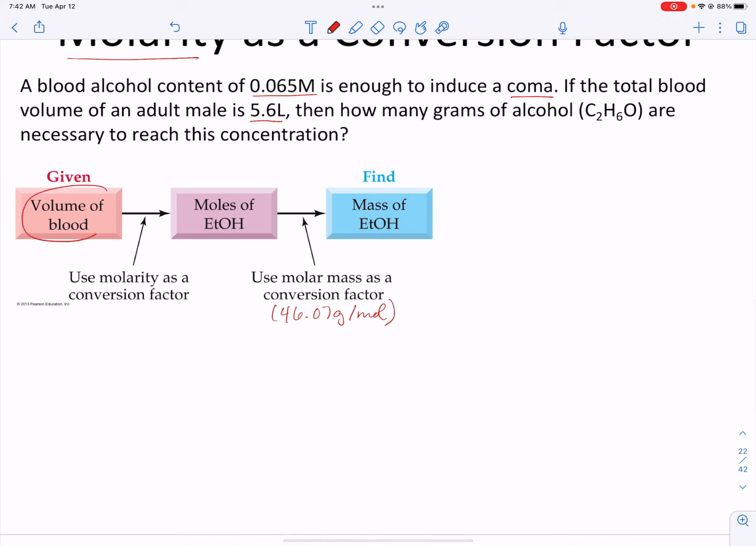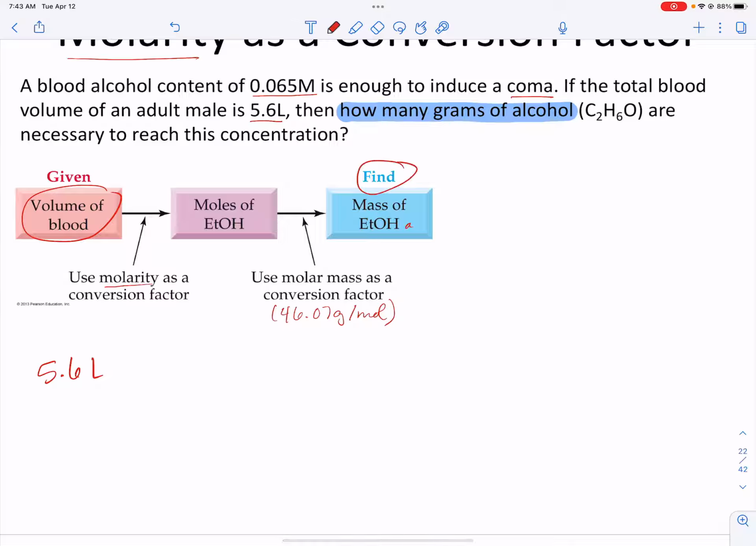So we're going to start with the volume of blood given, which is the 5.6 liters. So this little diagram, this is right out of your textbook, because your textbook is very helpful for working problems out as well. And then we're going to use the molarity to convert from the volume of blood to moles, okay? Ultimately, the question is right here, right? How many grams of alcohol? So we're looking for the mass, that's what we're trying to find.